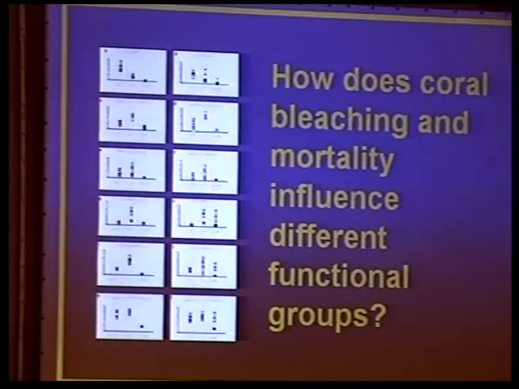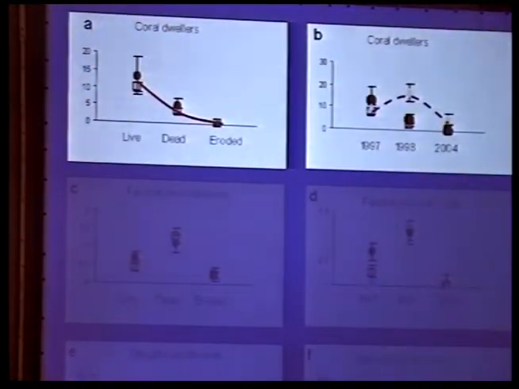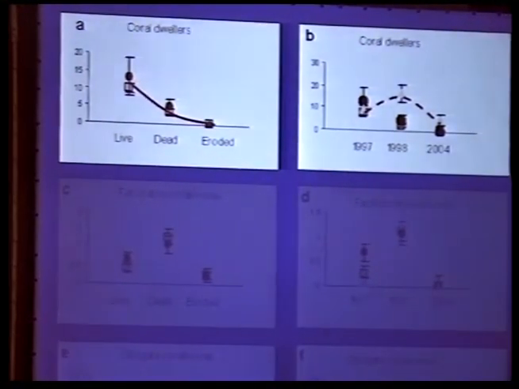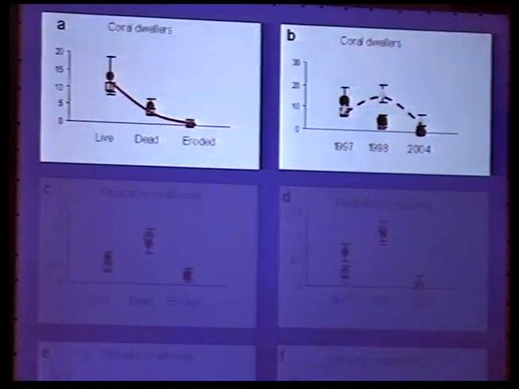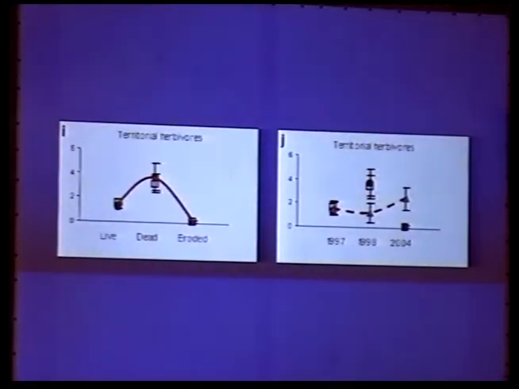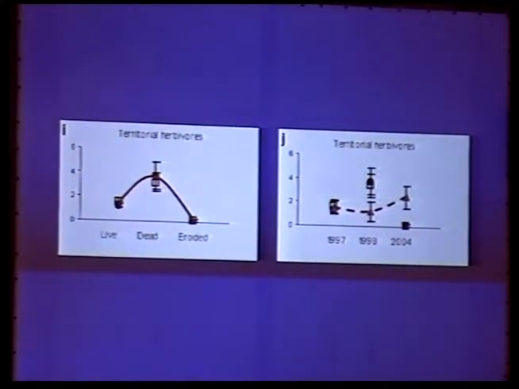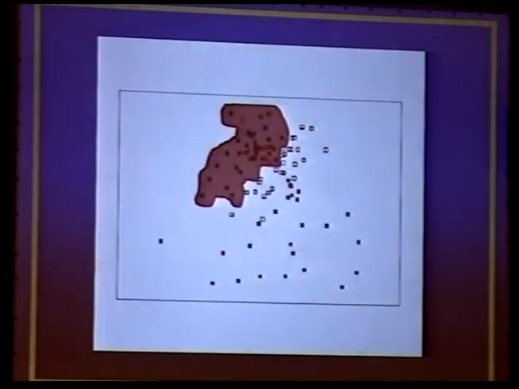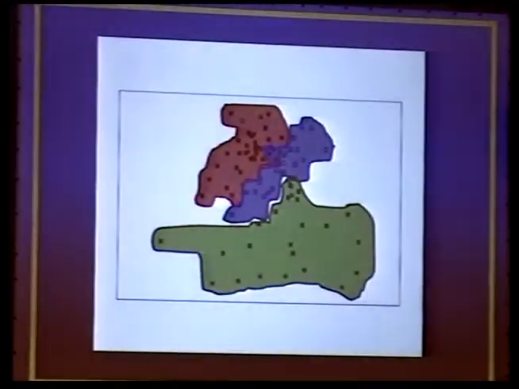And looking at functional groups, well, the coral dwellers increased and are almost gone in the eroded one and through time. The herbivores that we remember, they increased first and then are more or less gone, except in those 4 plots that survived.